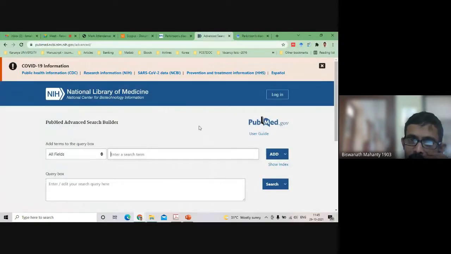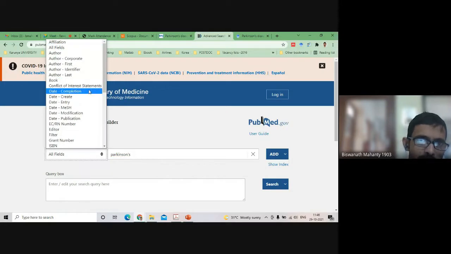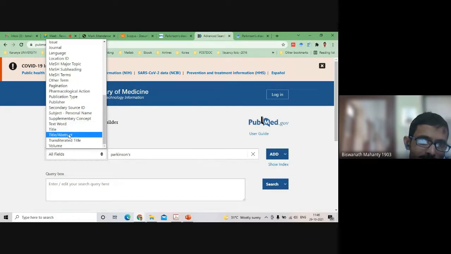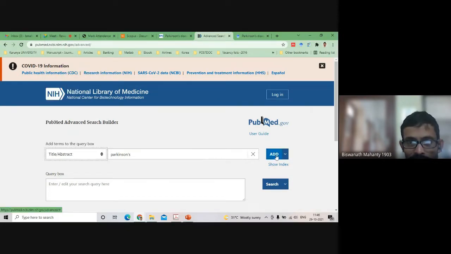So for example, I'm going to search some terms. I'm putting Parkinson's. Where do I want to put it? For example, in my title and abstract. I'm adding it.